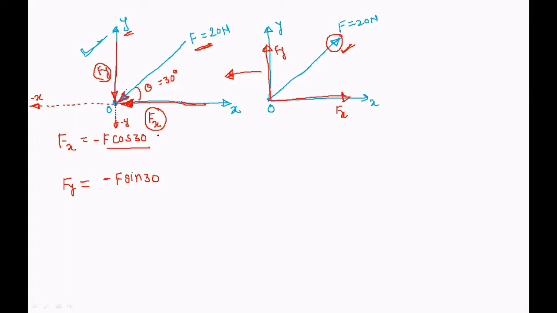So Fx is minus F cos theta and Fy is minus F sin theta. So from these component values, you can say this force F is equal to 20 Newton that is directed towards the origin is actually lying in the third quadrant. Though it is given in the first quadrant, the direction of the force is towards the third quadrant, and therefore we get Fx negative and Fy negative. Okay, so I will redraw this figure.